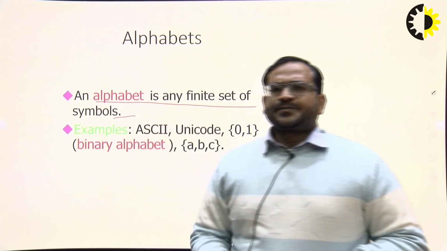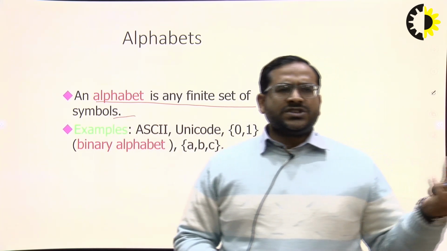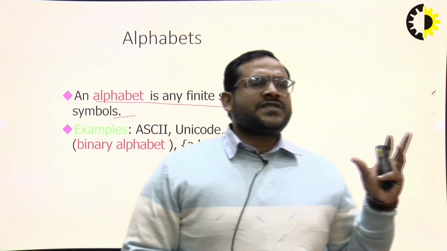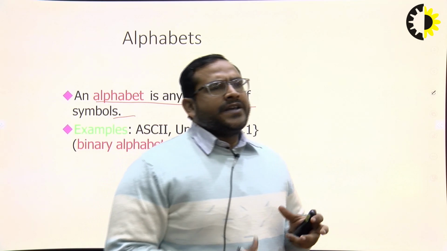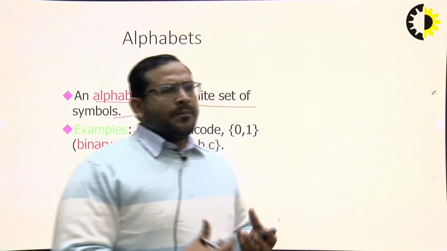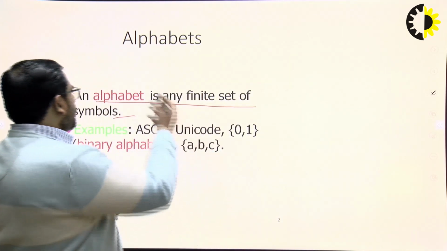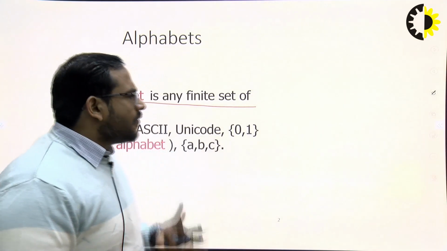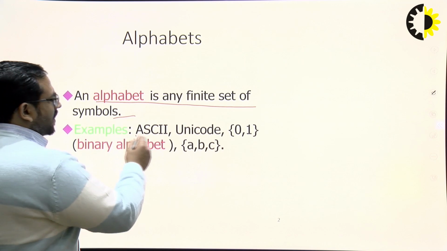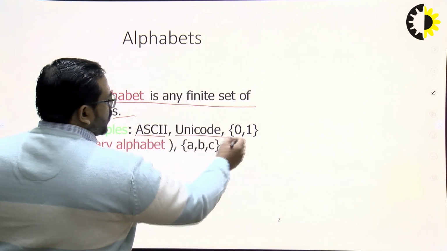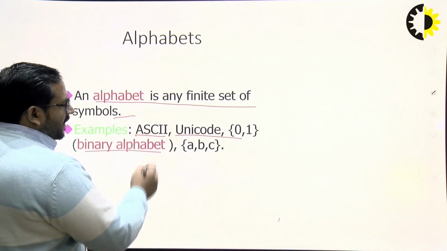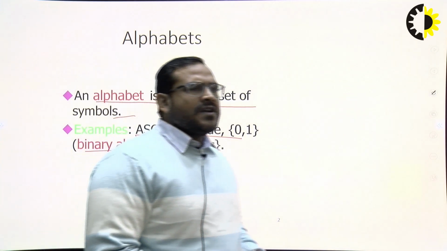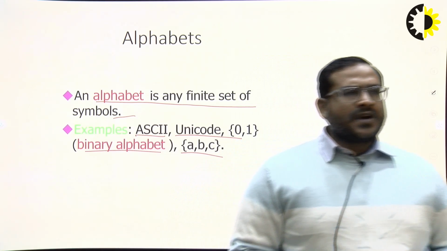When we are designing a machine, or we can say that we are going to design an automata which accepts a string, and a string is made by a collection of alphabets, where an alphabet is a finite set of symbols. For example, ASCII code, Unicode, 0, 1, the binary alphabet, or a, b, c. These are examples of an alphabet, which is a set.